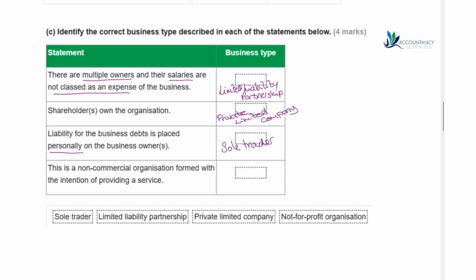And then the last one, this is a non-commercial organisation formed with the intention of providing a service. So this is a not-for-profit organisation. So this is where you're going to be thinking about things like charities. So their actual goal isn't about making profit, it's actually about being able to provide services for those that need them.